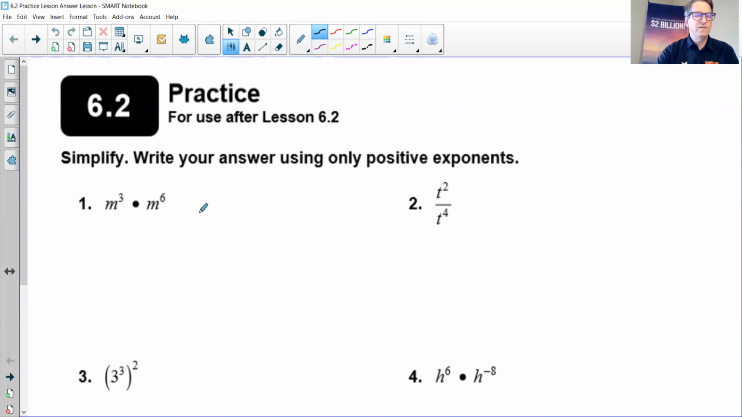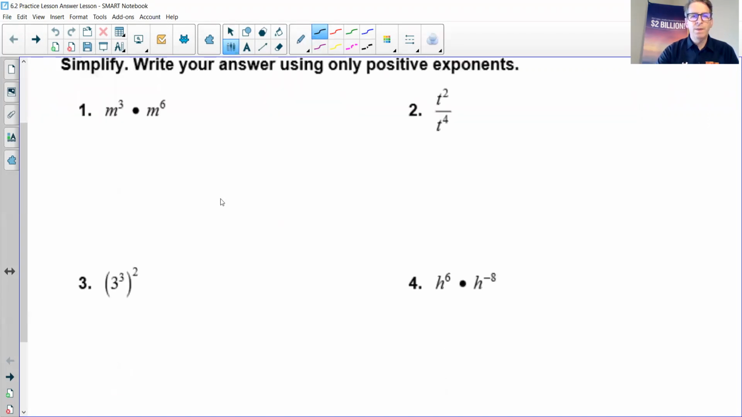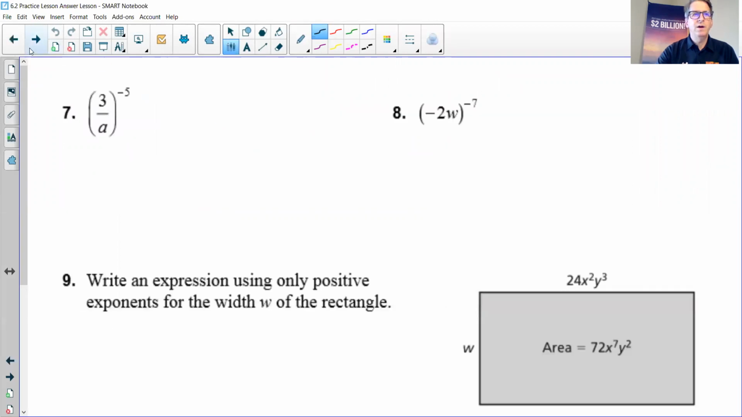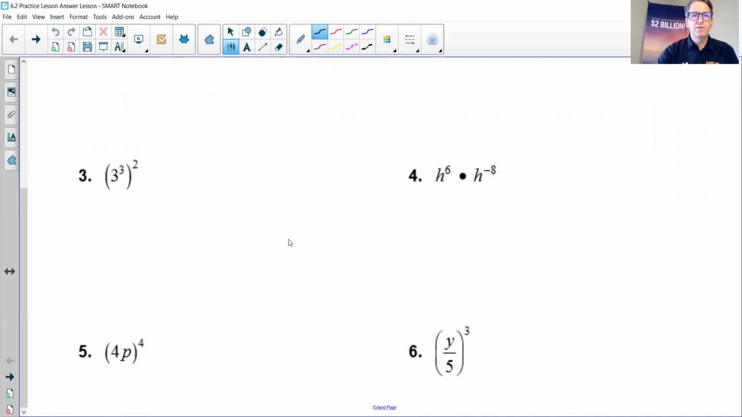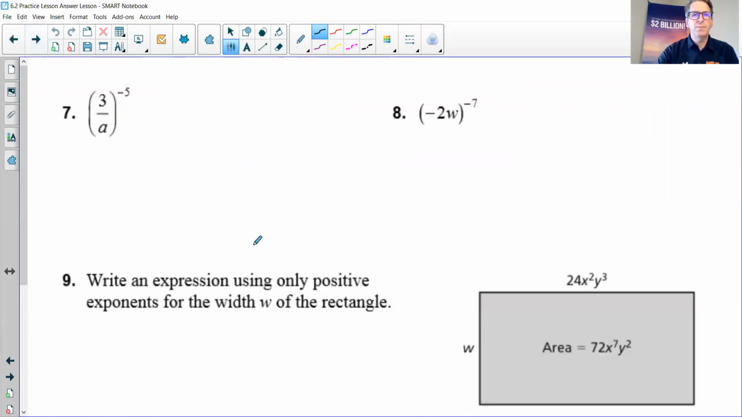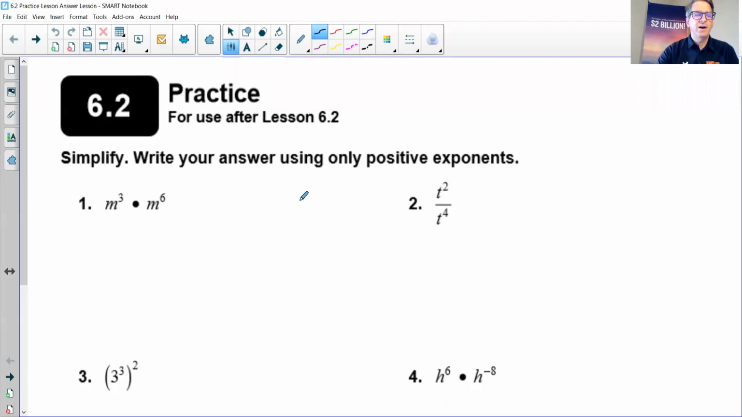On the screen you can see numbers 1 through 4. We'll pop through those, then we will work through 1 through 6 on this first screen. Then we will finish up today with 7 through 9. This one looks a little tough, but let's go at a pretty good pace and finish up quickly on this last video of the week.